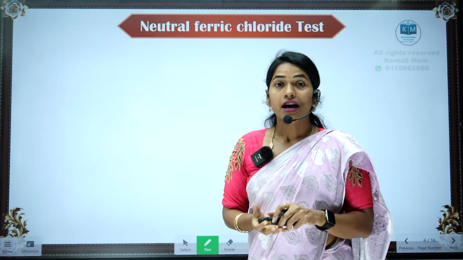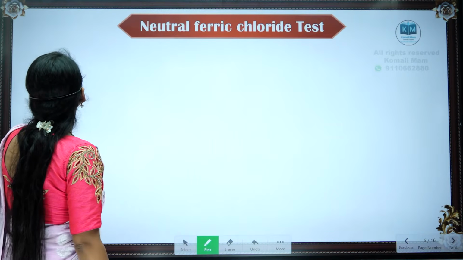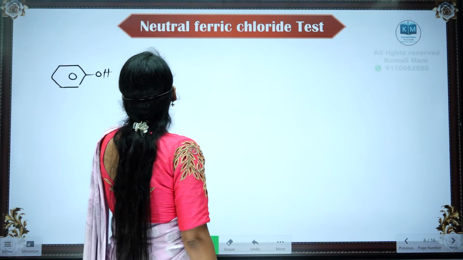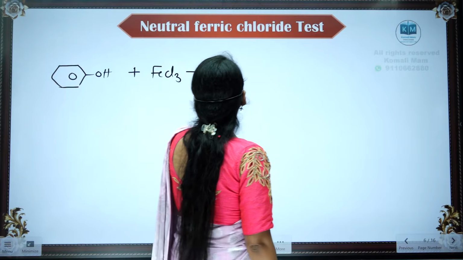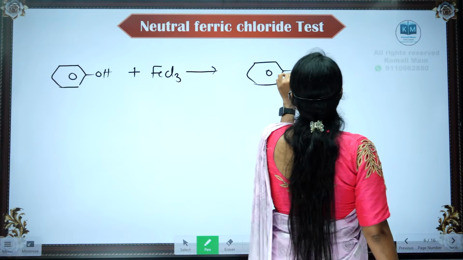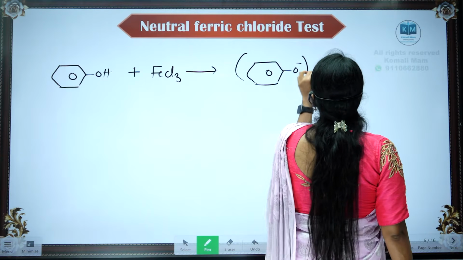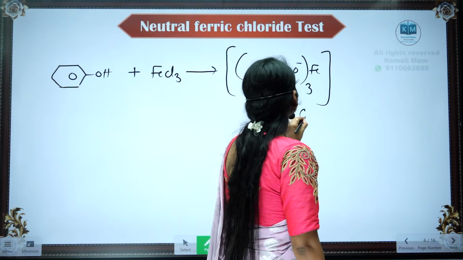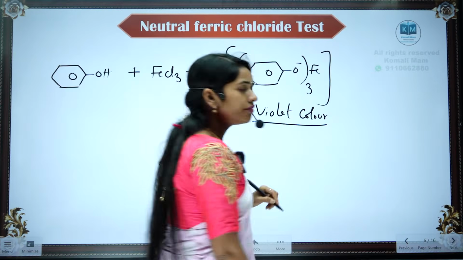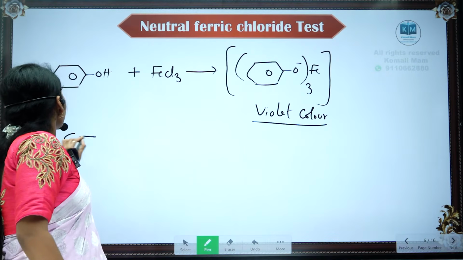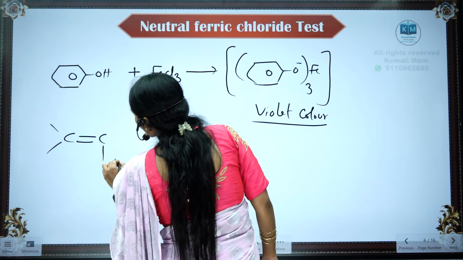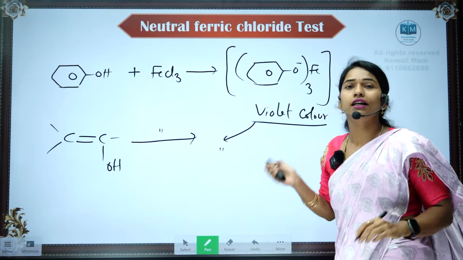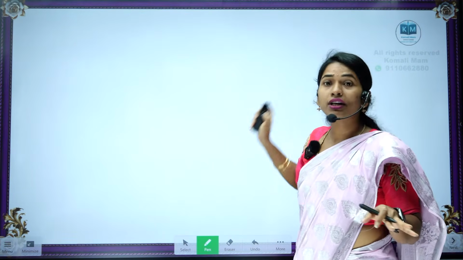See the next one. Neutral ferric chloride. Which one will give this test? Phenols give this test. Take a phenol and treat with neutral FeCl3. If you add it, then it forms this complex. This is a violet colored soluble complex. A violet color solution will be formed. Not only phenols, enols also give this test. Enols also give which test? Neutral FeCl3. Which color will we get, students? Violet color. Clear? This is about neutral ferric chloride.